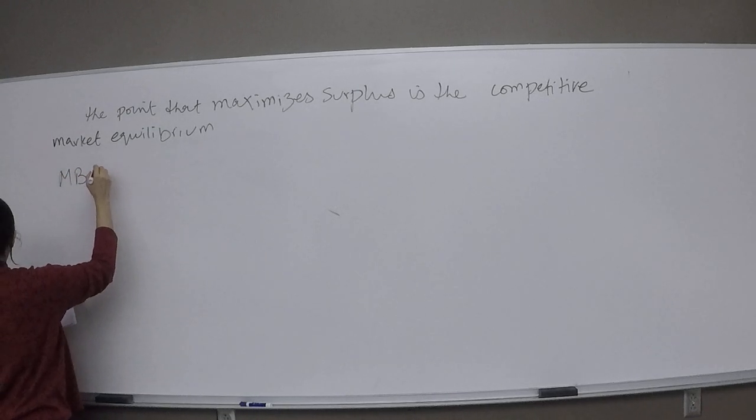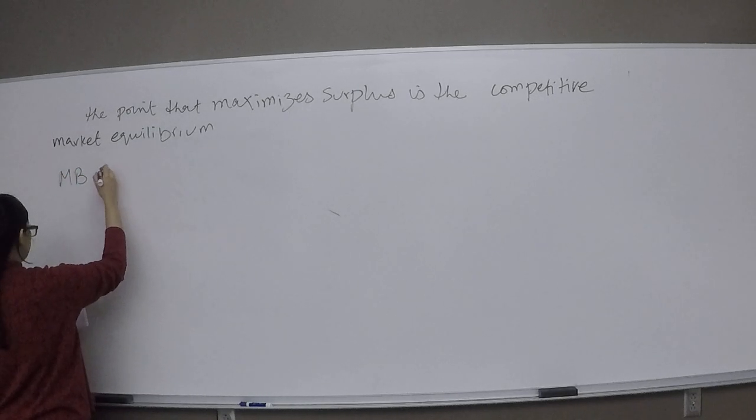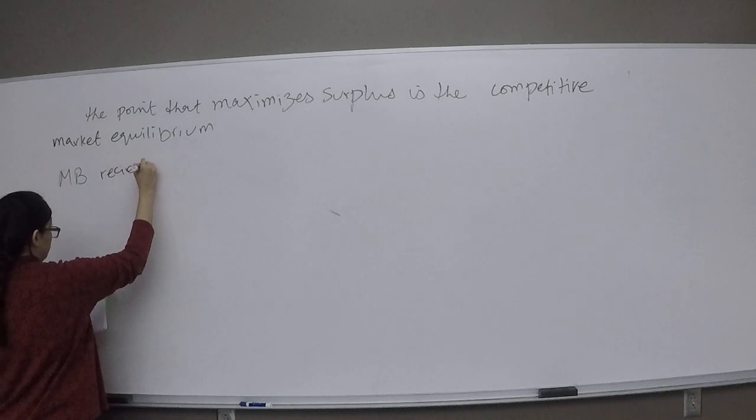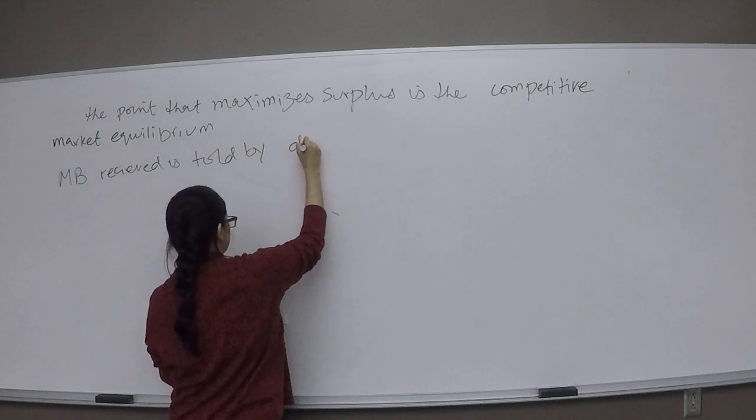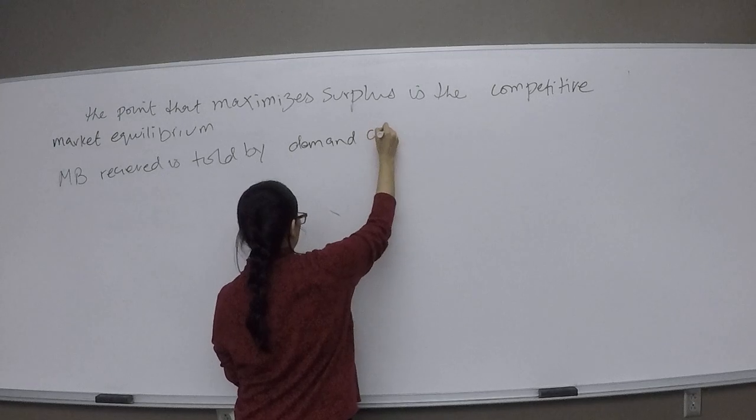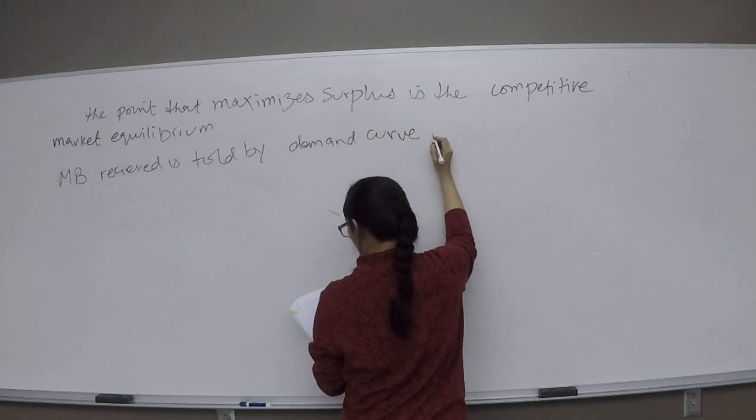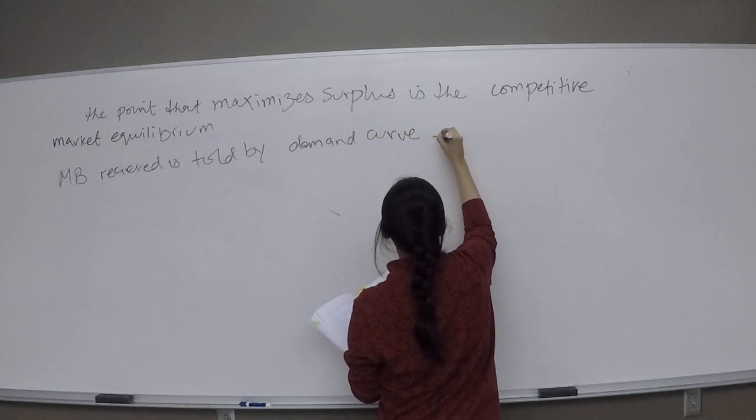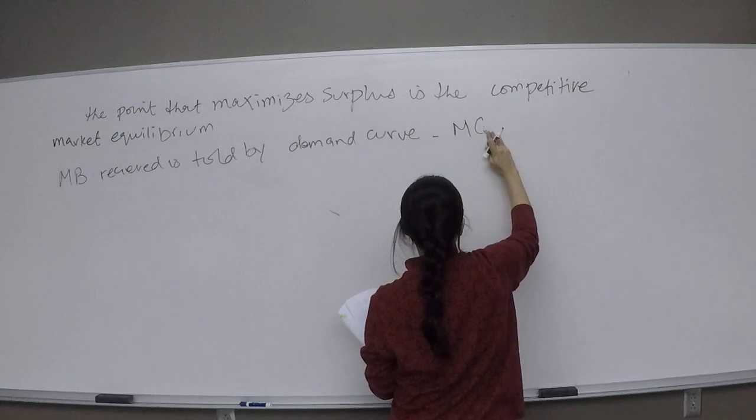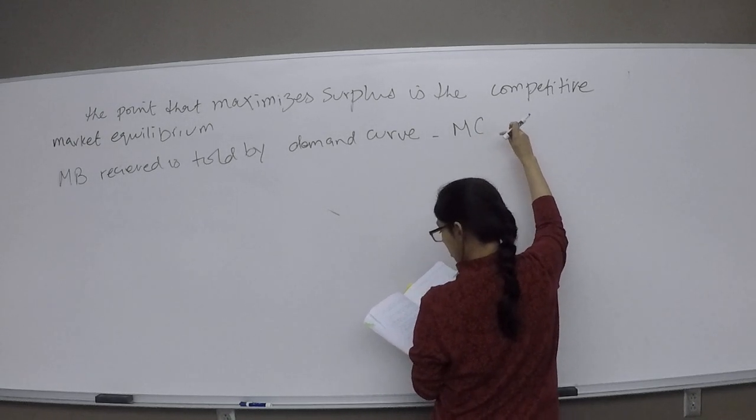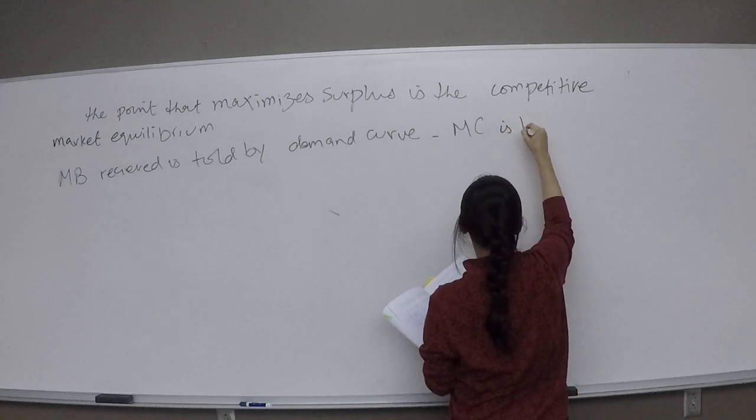Marginal benefits received is told by the demand curve. Marginal cost is told by the supply curve.